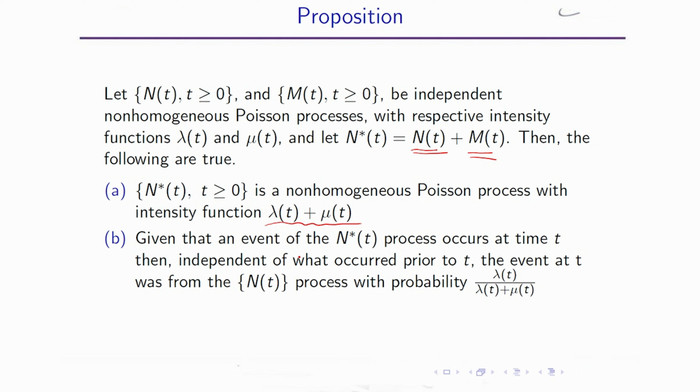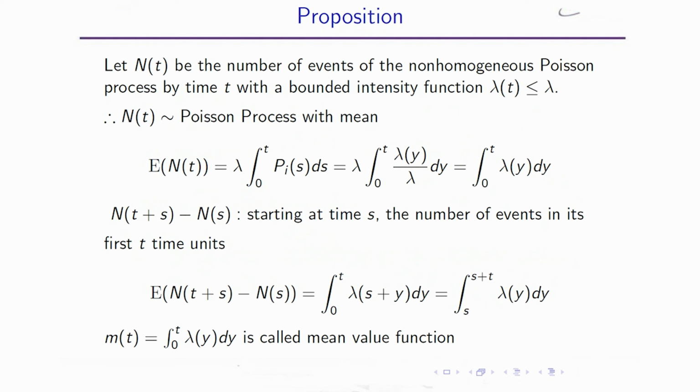Given that an event of the grand Poisson process N*(t) occurs at time t, then independent of what occurred prior to t, the event at t was from the N(t) process with probability λ(t) over λ(t) plus μ(t). We have learned this previously, right? Okay, so one more proposition.